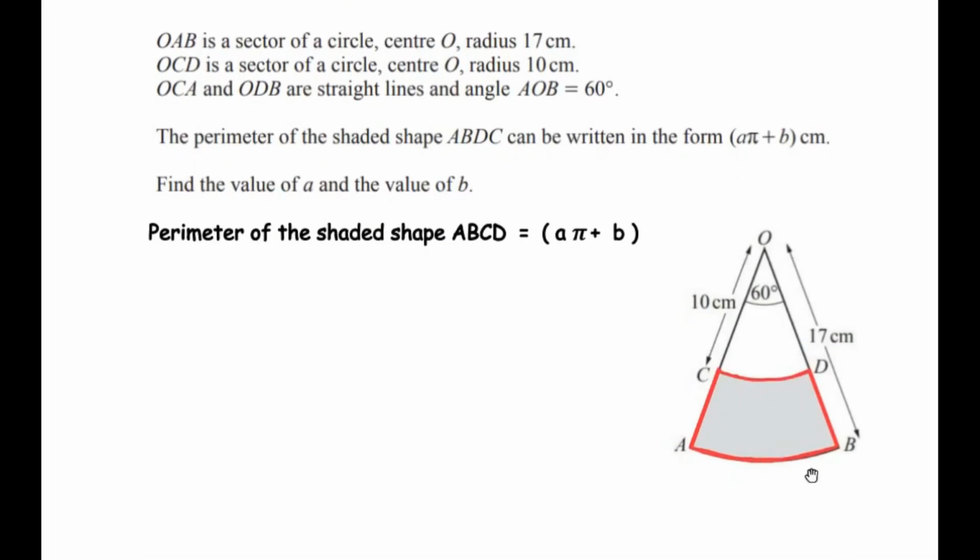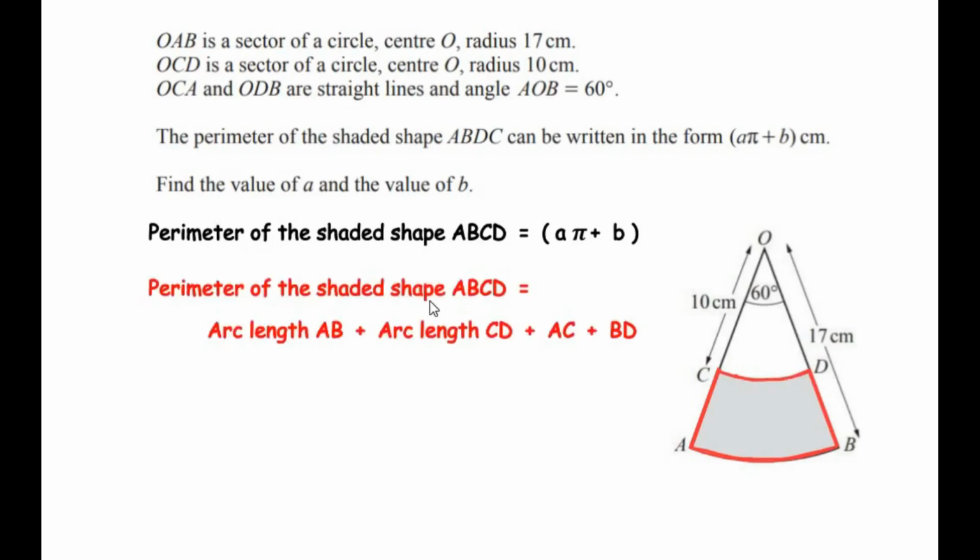Now if we look at this shaded shape, the perimeter is made up of four things. The first one is the arc length AB from the sector OAB. The other one is the arc length CD from sector OCD and the side lengths AC and BD. So we can write here perimeter of the shaded shape ABCD is made up of arc length AB plus arc length CD plus the side length AC plus the side length BD. Now let us proceed by finding the side lengths AC and BD first.